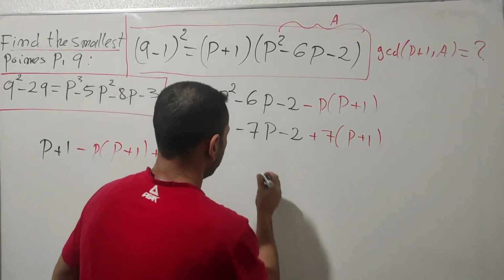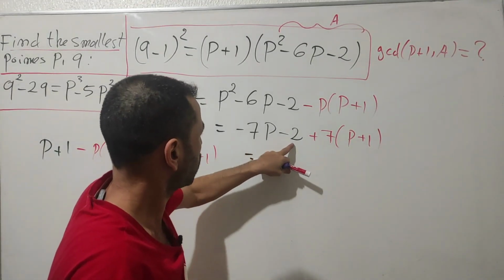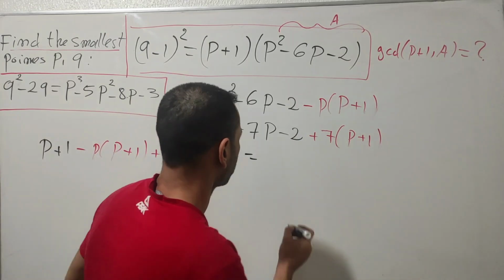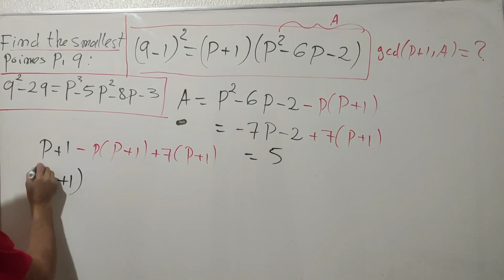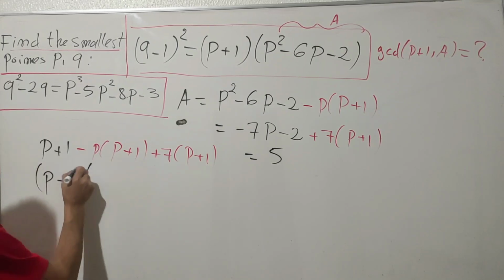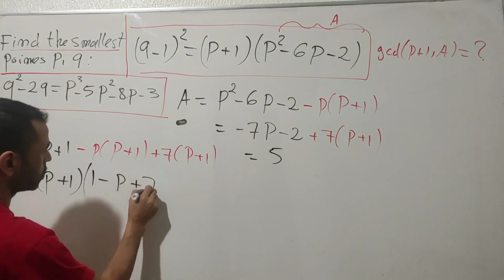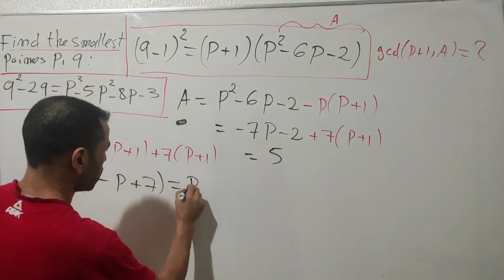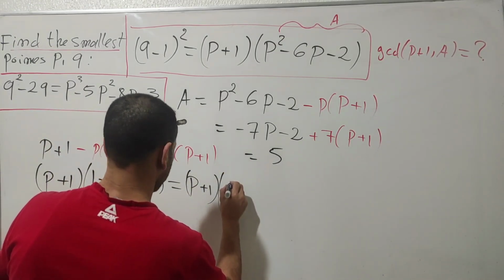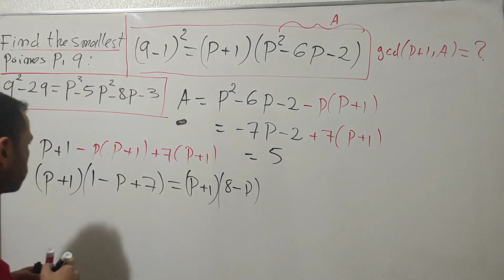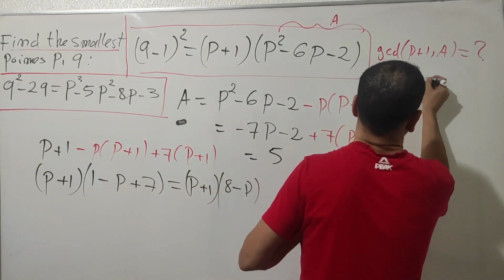So for here, I get this 7p cancelled out because one is positive, the other one is negative. I will have minus 2 plus 7, which is 5. So I get 5 here. So this one becomes p plus number 1. I'm going to take p plus number 1 as a common factor here. So this one is going to give us number 1 here, minus p plus 7, which equals p plus number 1 factor 8 minus p. Okay. So what we find here, we found GCD of this p plus number 1 of capital A.